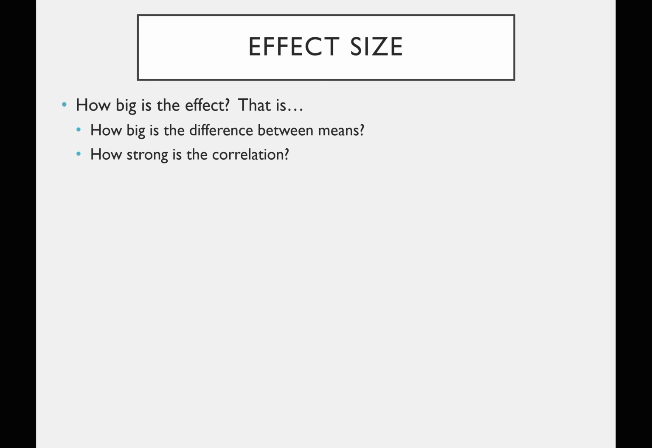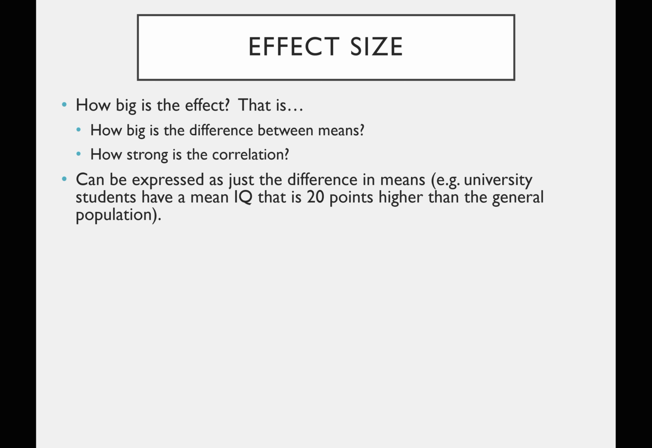When we talk about small, medium, large correlations, or weak, medium, or strong correlations, we've already been talking about effect size. Now you can express effect size in terms of the raw numbers you're working with. For example, if we're talking about differences in IQs, we could just say that university students have a mean IQ that is 20 points higher than the general population. That 20 points gives us a measure of effect size. It tells us how big the effect is.